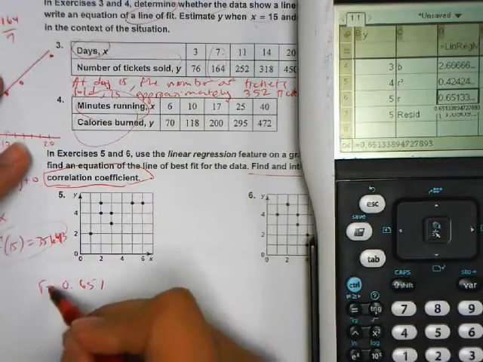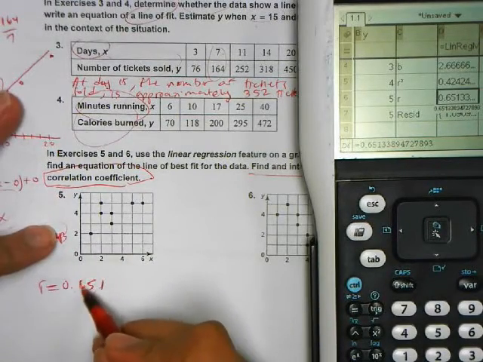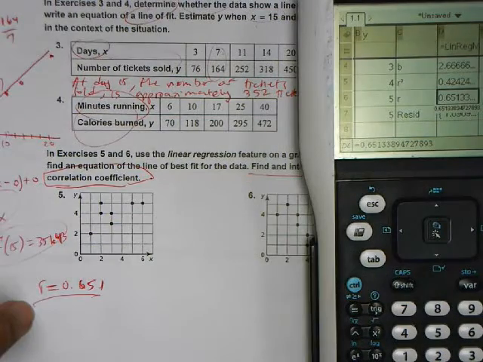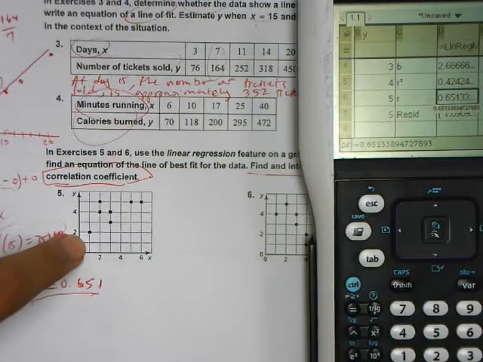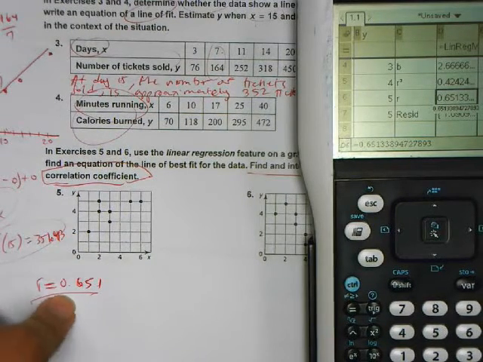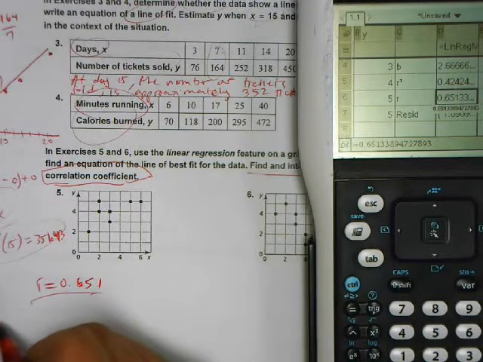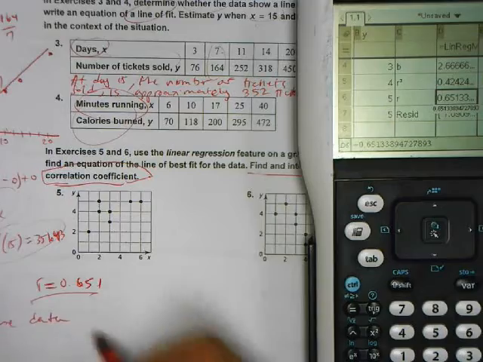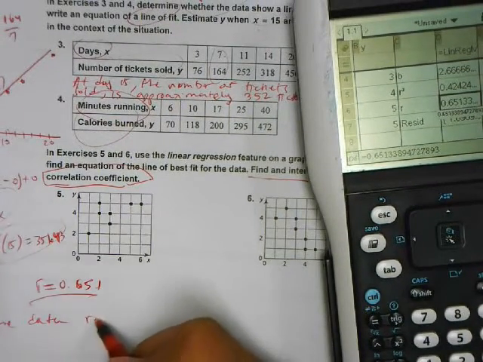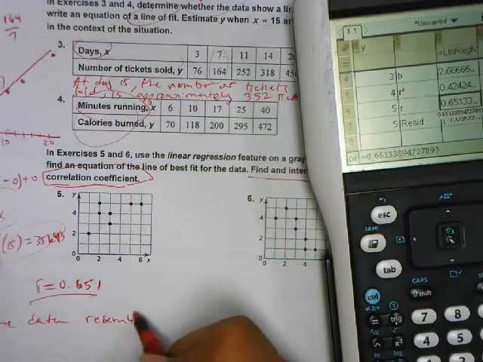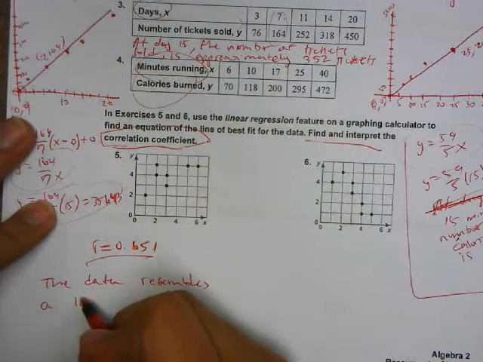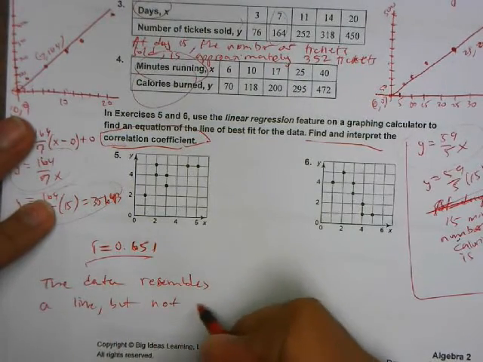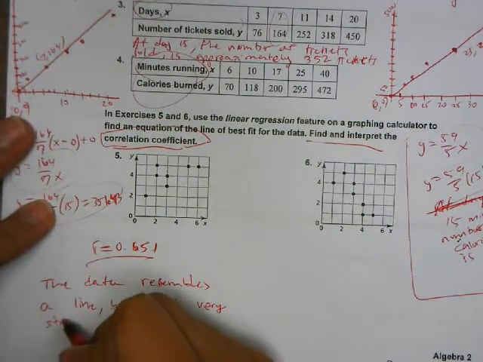Now here, if this coefficient value is close to 1, it means that your data very closely resembles a line. Now here we see that it's not very close to 1, it's kind of in the middle. So our interpretation of this would be the data resembles a line, but not very strongly.